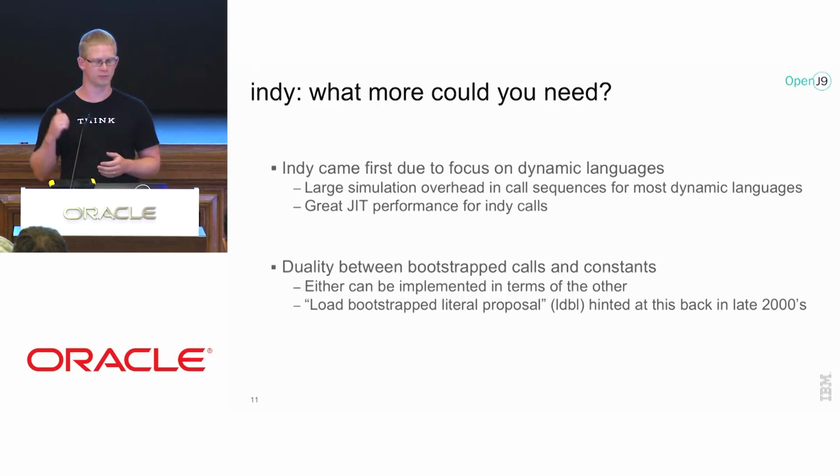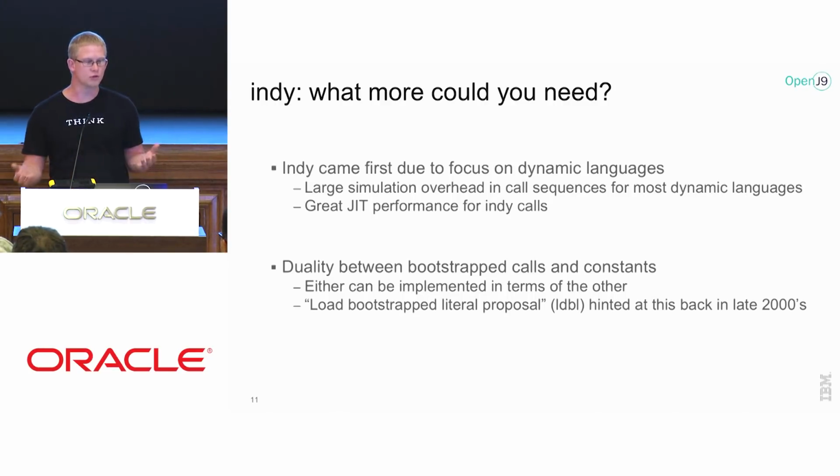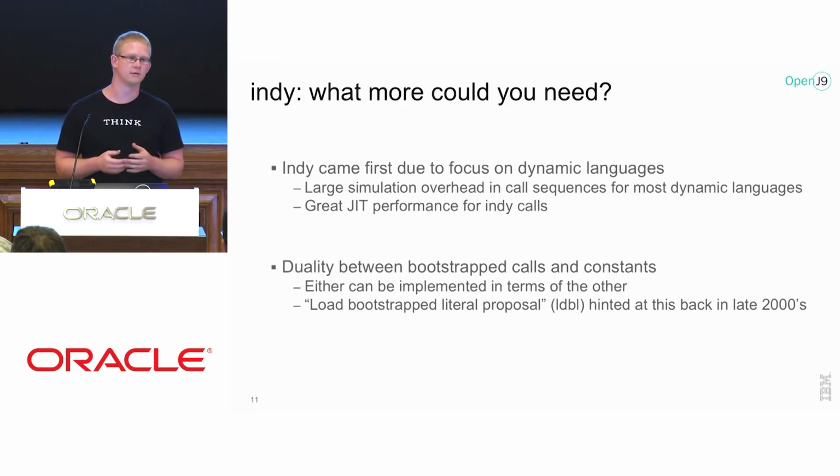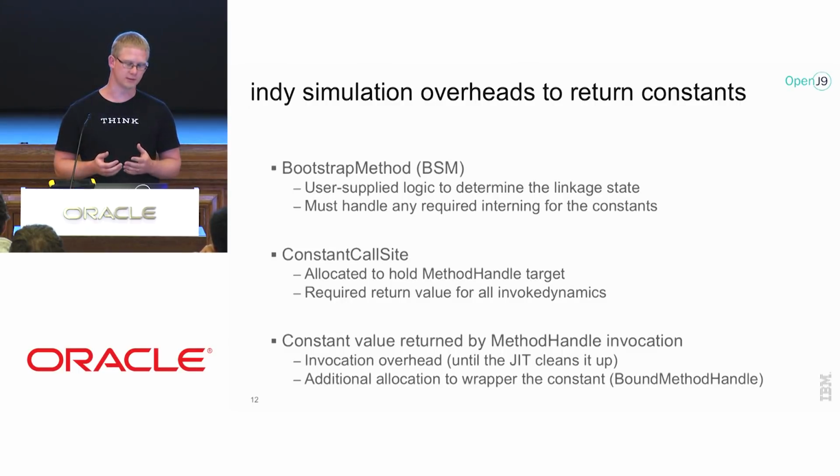We had a proposal back then as part of the expert group that said, look, let's do bootstrapped literals or bootstrapped constants first. And in that case, what you'd do is you'd return, your constant would be the call site, and then you'd just call through it. So you can do both. They have different levels of overhead of simulation costs. So if I really want to return a constant with Indy, what do I have to do?